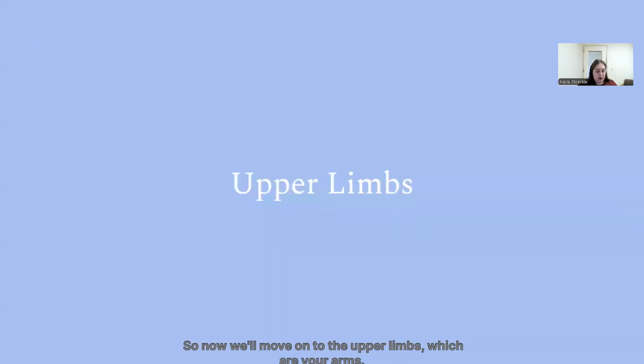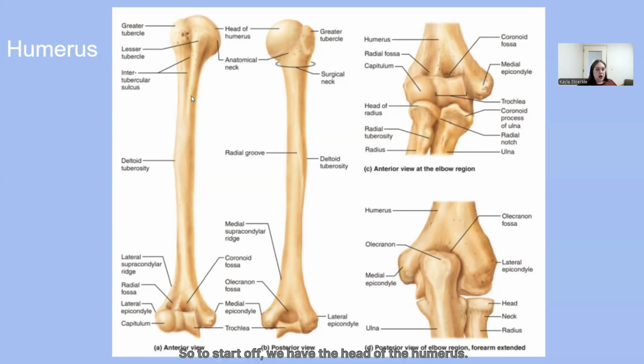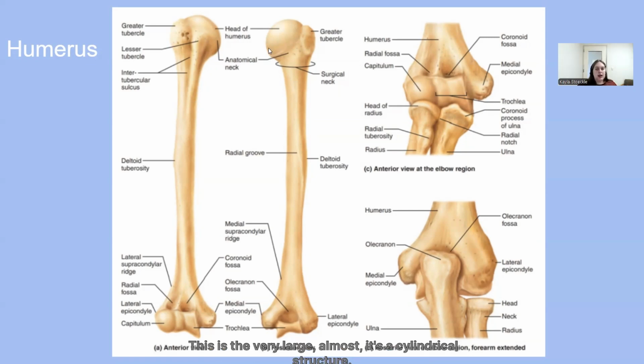So now we'll move on to the upper limbs, which are your arms. So the major bone of the upper limbs is the humerus. And so there are a lot of different structures on the humerus that you need to know. So to start off, we have the head of the humerus. This is very large, almost cylindrical structure. It kind of looks like a ball, and it is very smooth. So that is the head of the humerus.